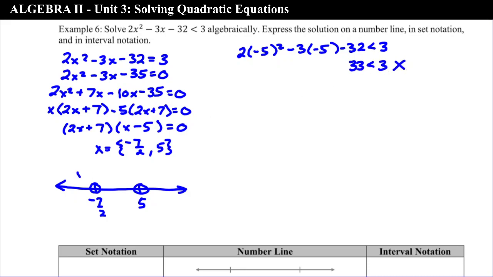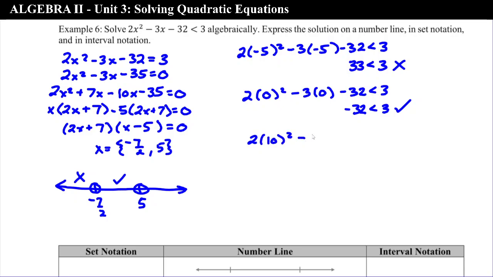That's not true, so we're going to put an x there. Our next test value obviously is going to be 0, so we got 2 times 0 squared minus 3 times 0 minus 32 is less than 3. Well, negative 32 is indeed less than 3, so that checks out, so that part of the number line's good. And now we need a number that's bigger than 5. Let's go with 10. 2 times 10 squared minus 3 times 10 minus 32 is less than 3. When you do the math on the left-hand side, you end up with 138. And that most certainly is not less than 3. So we put an x there and on our number line.